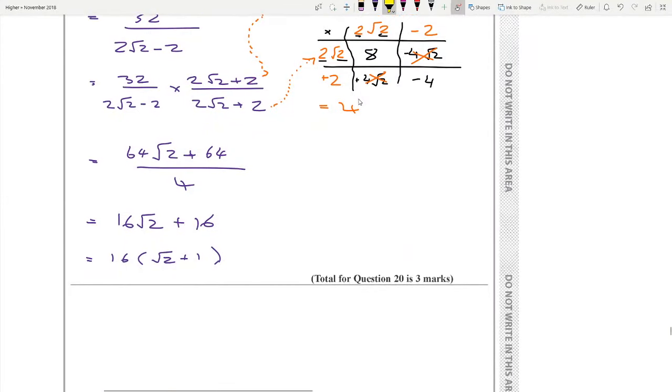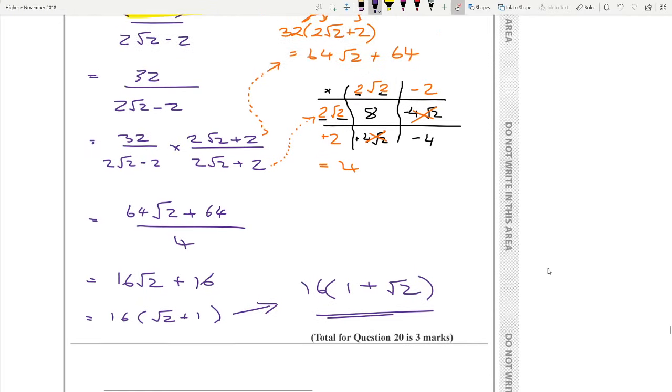So it's going to become 16 bracket 1 add root 2. And that's your final answer: 16 bracket 1 add root 2. 3 marks. I think they could have given an extra mark on that one, but nonetheless, that's worth 3 marks there. Any questions on that one?